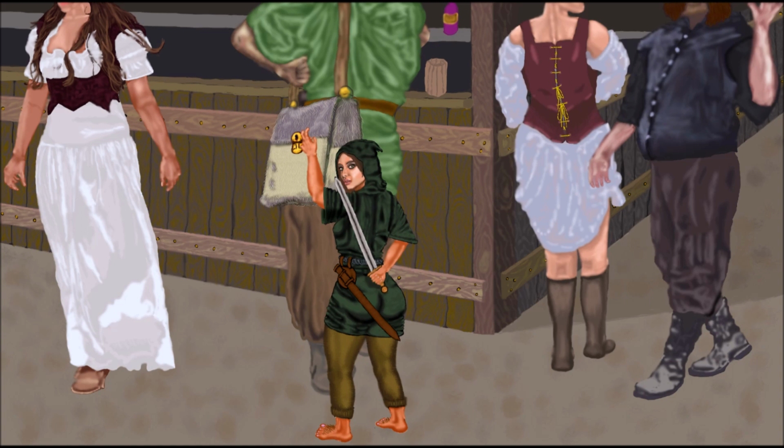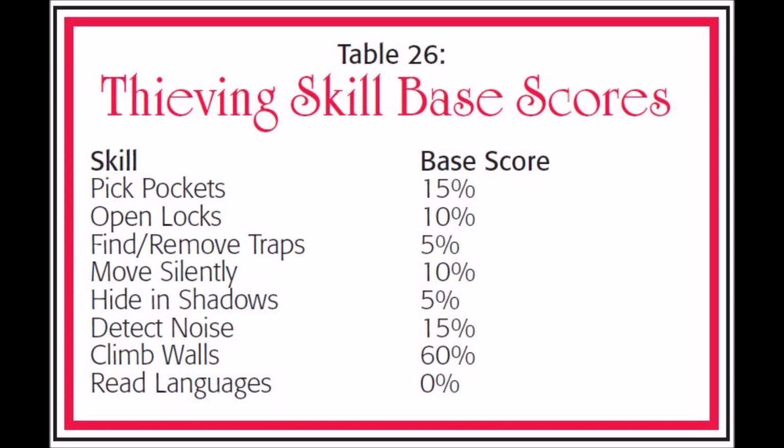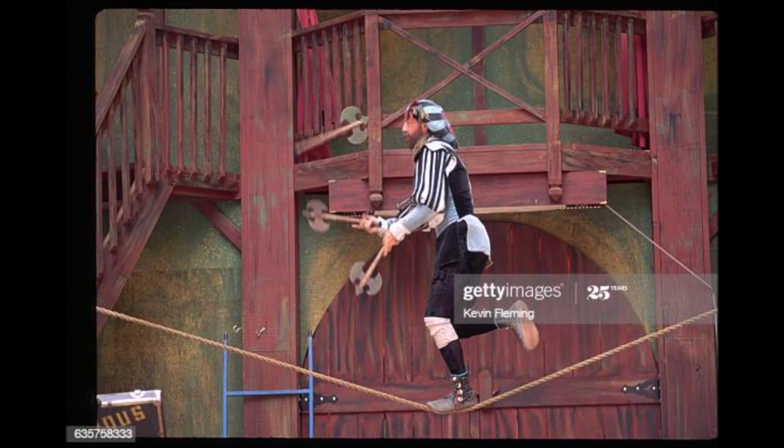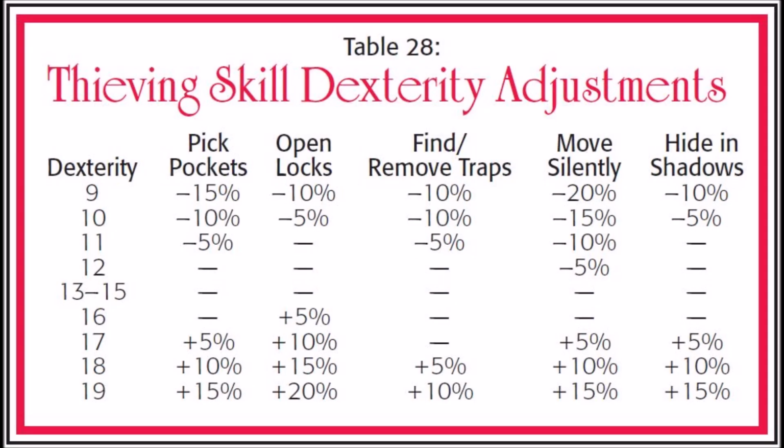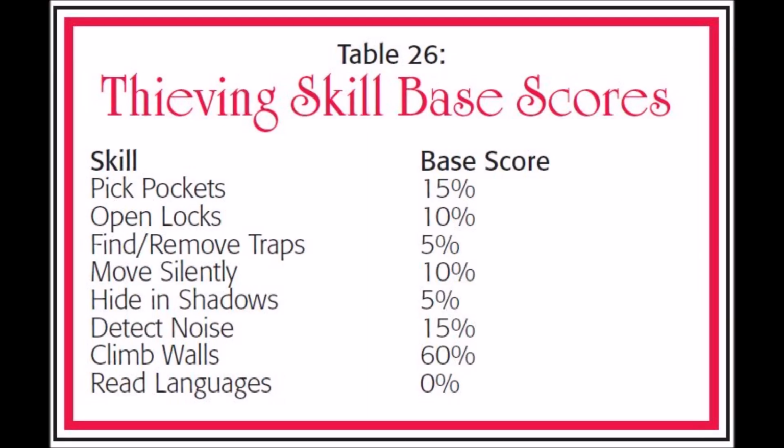As you can see here on Table 26 from the 2nd edition Revised Player's Handbook, the starting values of all but one of these skills, climb walls, are very low. During character creation, players of a thief character adjust these scores for race and dexterity using Table 27 and 28. After this, they are given 60 percentage points to distribute, giving no more than 30% to any skill. This gives the thief its thief skill percentages at first level.